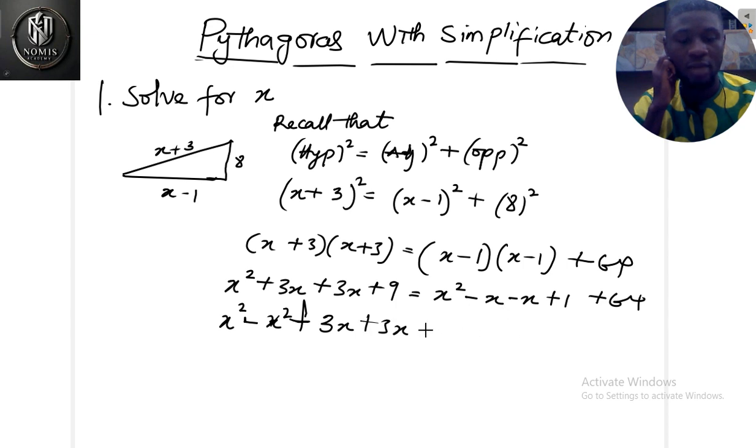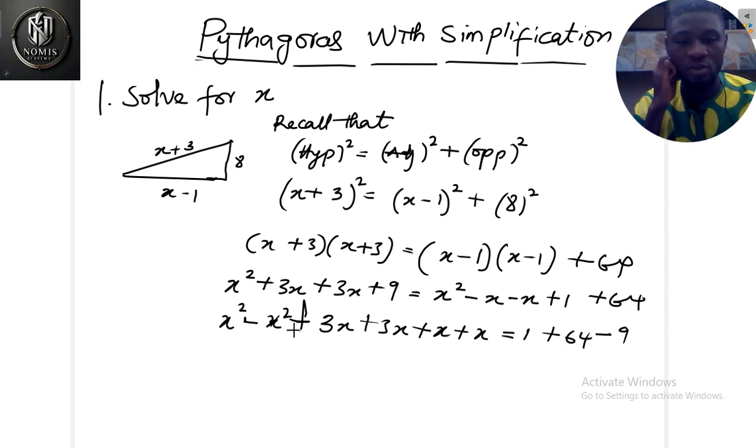Then this is minus x. This is equal to minus 1x. When you just see a letter written, that means there is one of that letter. So this is minus x. When you come to this side, it becomes plus x. Then this minus x, when you come to the other side, becomes plus x. Do we have any other x? No. Then let's take the numbers to the other side. So we have 1 plus 64. Then this is plus 9. When it goes to the other side, it becomes minus 9.